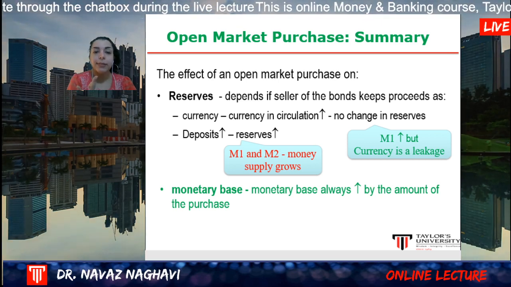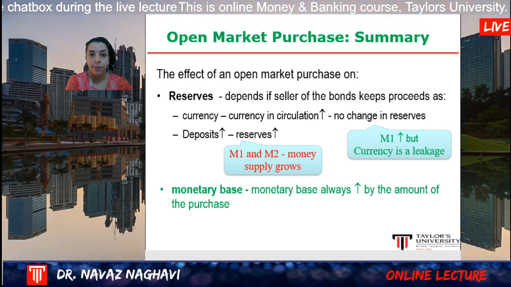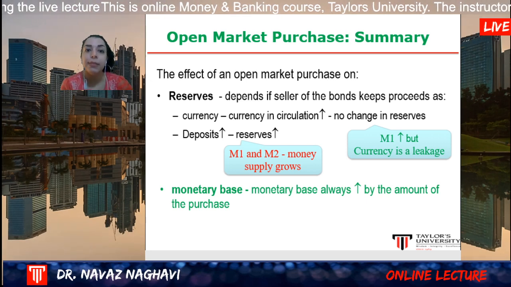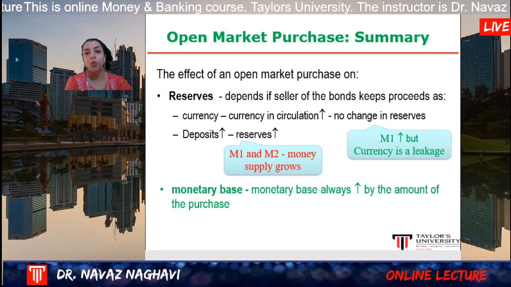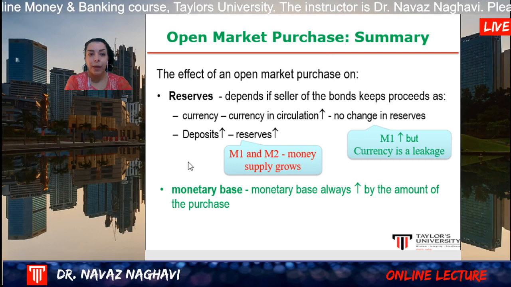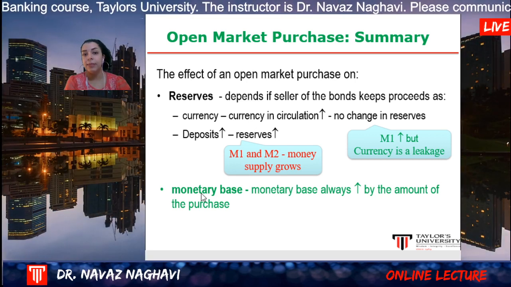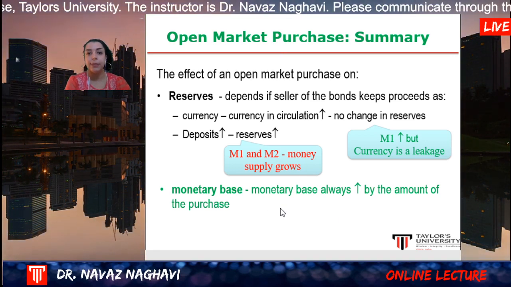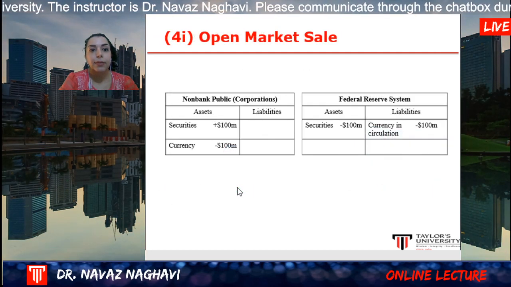If they need currency, it means that they are increasing the currency in circulation and there will be no change in the reserve. But if they want the deposit, they will increase the reserve of the banking system and both M1 and M2 grow. And in either way, the high-powered money or monetary base is increasing. That's why we always say that open market purchase is equal to an increase in money supply. So that is the first example.